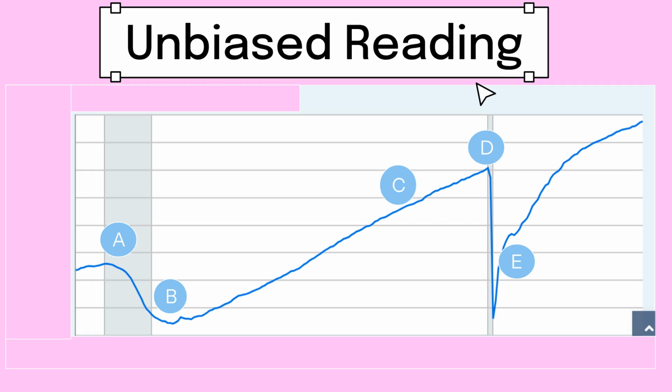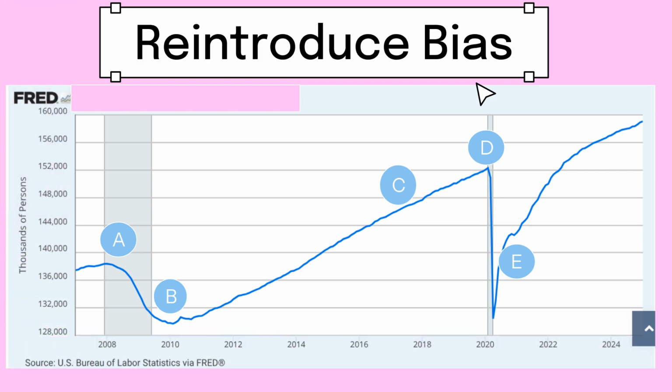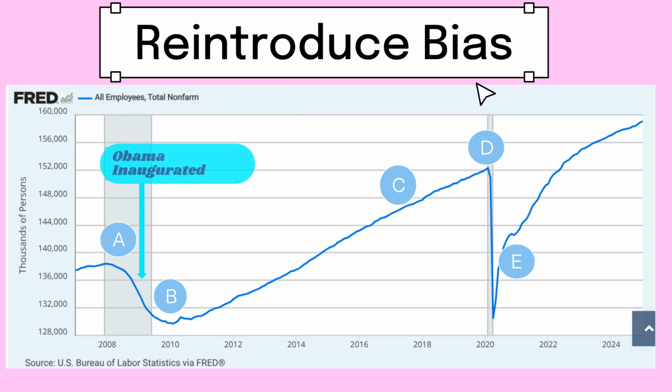The graph shows data for employment since 2007. The first gray area shows the crash of 2008. The second gray region is the COVID shutdown of 2020. Do you, like most Americans, attribute the economy to political forces? Obama was inaugurated between points A and B. In your initial graph reading, what did you say happened at A and B?